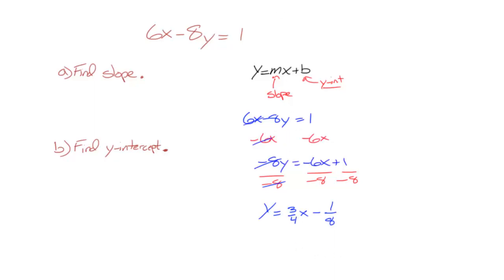And here is the beautiful thing: this number, this constant being added or subtracted on here, is the y-intercept value. So from that, and our previous work, we know that the y-intercept is (0, negative 1/8). And then our slope is just this coefficient in front of the x here. Our slope is not 3/4 x. Our slope is actually just 3/4.